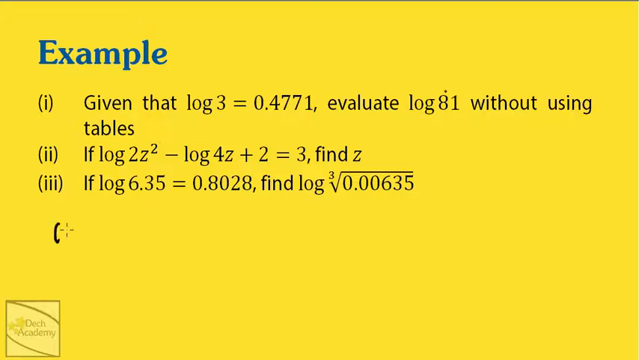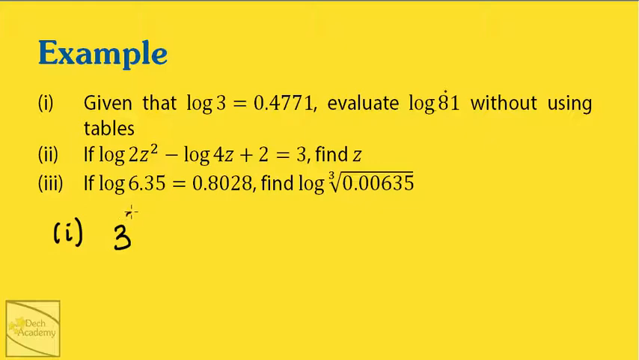We're obviously going to have to use one of the basic rules of logarithms. But which one? You want to find the logarithm of 81 using the fact that the logarithm of 3 is 0.4771. Well, that means you have to find a way to write the logarithm of 81 in terms of the logarithm of 3. So what's one way to do that? Well, you can write 81 in terms of 3.